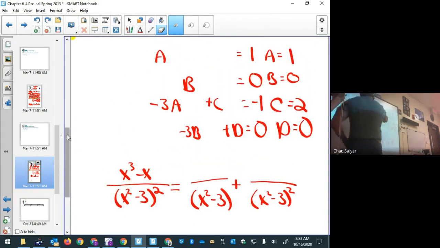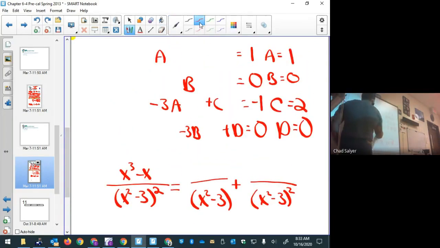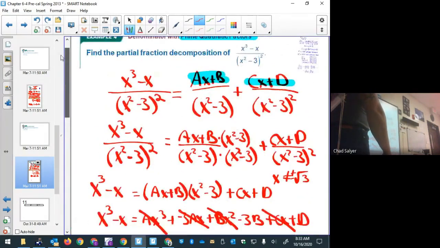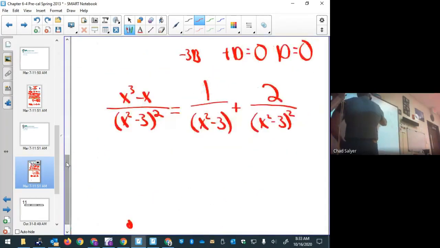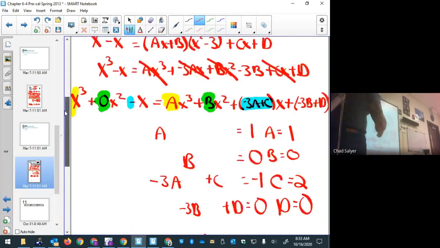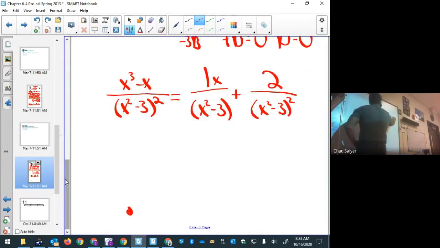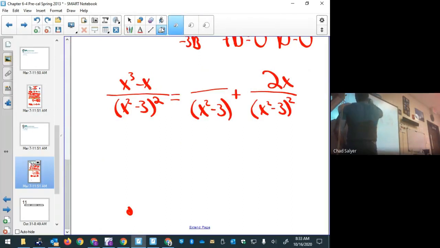So AX plus B is just 1, and CX plus D is just 2. It's, if you look, yes, 1X and 2X, I'm sorry. Yes. Yeah, because A times X, so A is 1 times X. Yes, I'm sorry. Should be that way. And 1X is easier to just write as X. There we go.